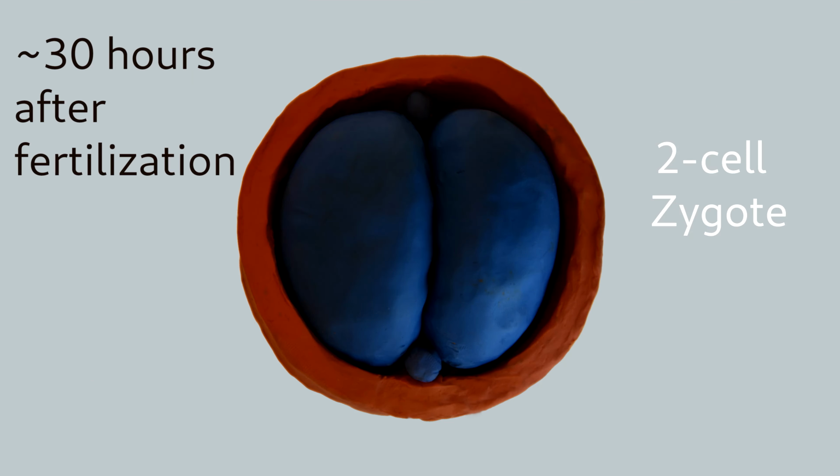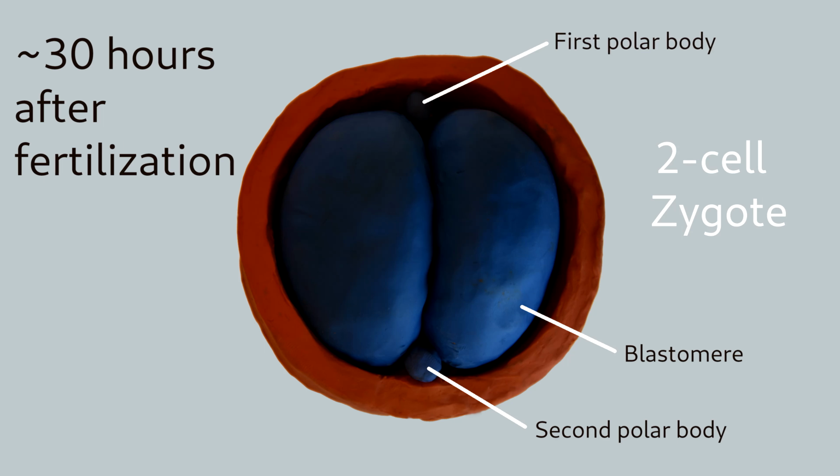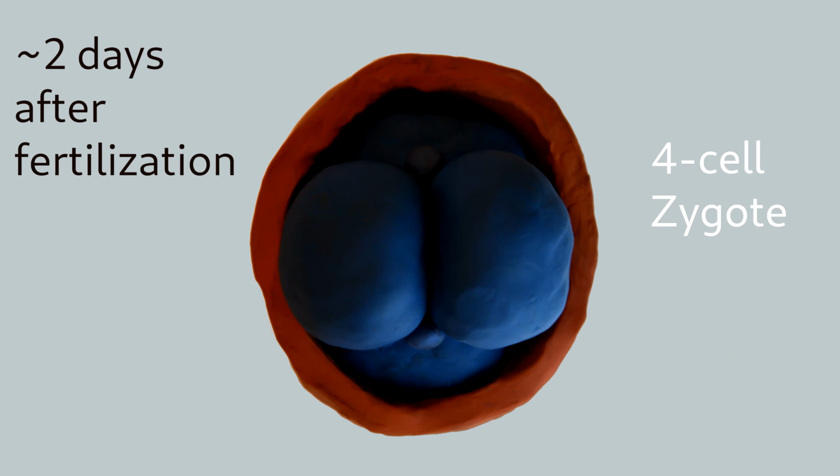At around 30 hours after fertilization, the zygote becomes a two-cell zygote. During cleavage, the cytoplasm is divided at each cell division, leading to the daughter cells being half the volume, meaning the zygote, encased within the zona pellucida, does not increase in overall size. The individual cells are called blastomeres.